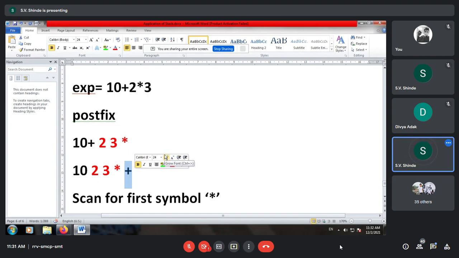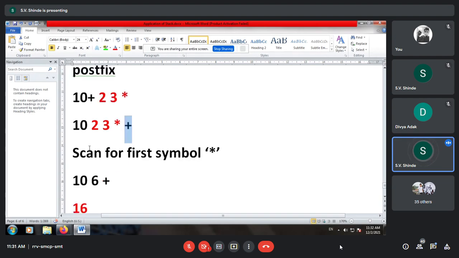Now what to do for evaluating the expression? Again scan from the first symbol, so we get the first symbol here. When you get the first symbol, we will require at least 2 numbers, that is 2 and 3. So we perform the operation between the 2 numbers with the multiplication symbol. So we get 6 here.